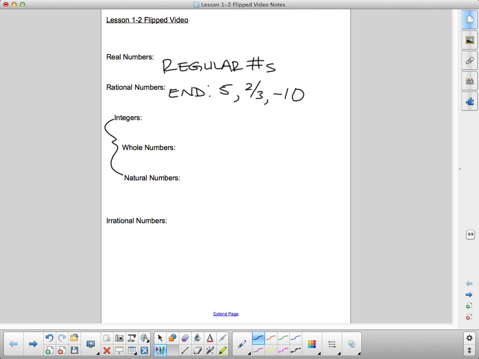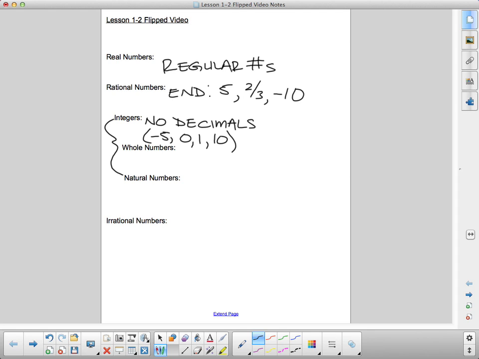All right, now more specifically under these rational numbers, we have our integers, our whole numbers, and our natural numbers. First of all, integers. Integers are negative numbers, 0, and positive numbers. We don't have any decimals. In integers, we have no decimals. So again, we're talking about -5, 0, 1, 10, these kind of numbers, no decimals.